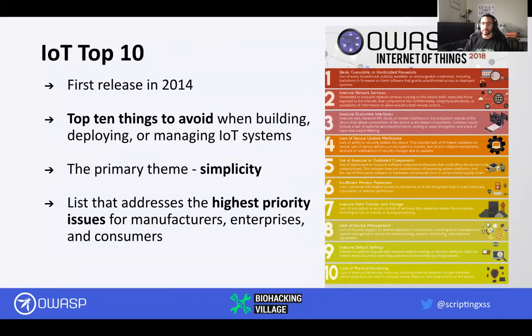The IoT Top 10 is essentially our flagship project. It's meant to create awareness, and it's supposed to be the top 10 things to avoid when building, deploying, and managing IoT systems. When we developed this list, we used a methodology, and we gathered data from different sources. We look at sister projects. The theme was simplicity, again casting that net wide to manufacturers, consumers, and the enterprise as well, who are using these devices in their network.